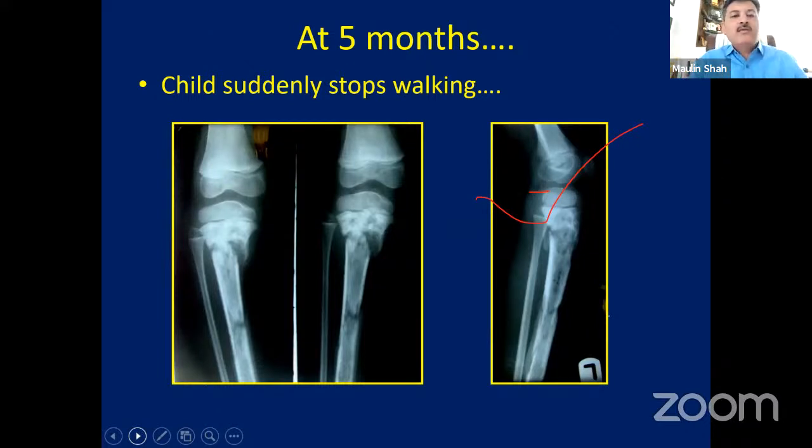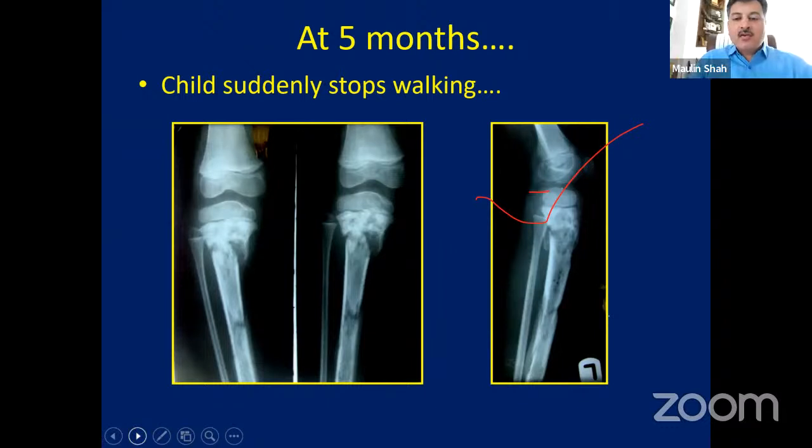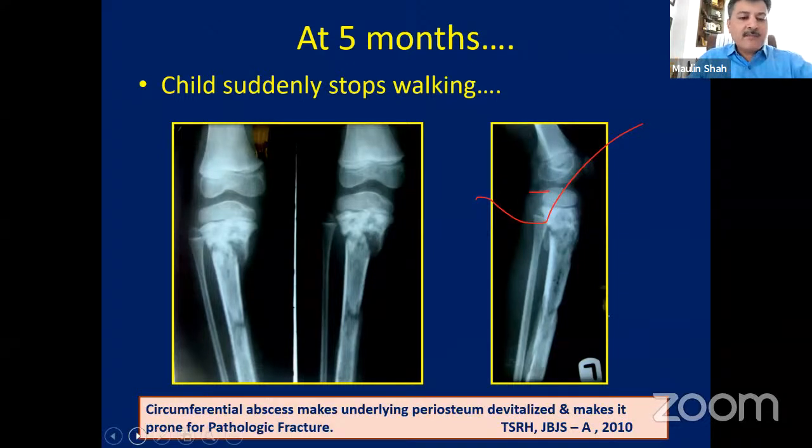Okay, so now what you can see here is, Gaurav, can you read this X-ray? What is happening? Yes, sir. So now there are pathological fractures seen in the shaft and the proximal metaphysis. One can see these drill holes. And one must remember that a spontaneous pathological fracture can happen at the junction of diseased and undiseased area in osteomyelitis when the periosteal health is no good. So a circumferential abscess makes the underlying periosteum devitalized and makes it prone for pathologic fracture. And this paper in JBJS 2010 must be read. This is from TSRA. I'll share that paper later.